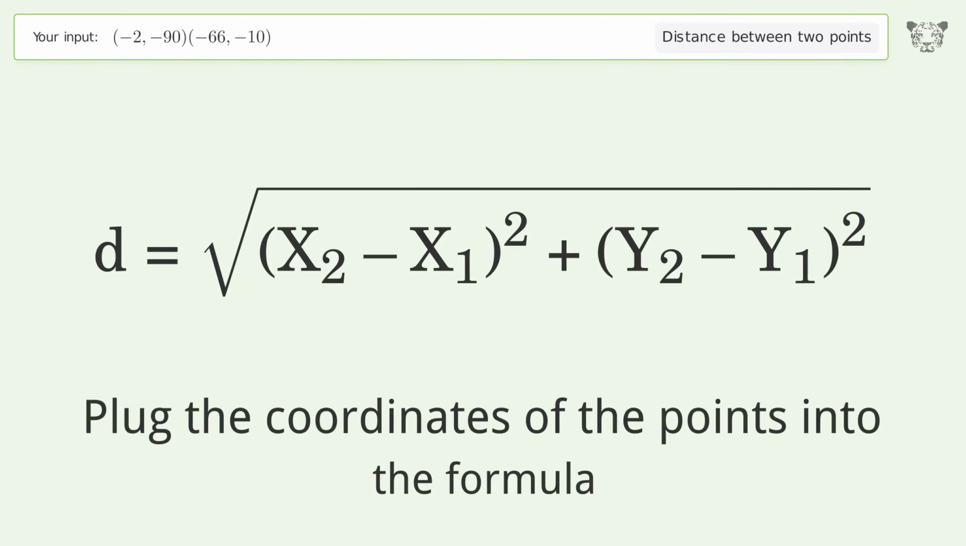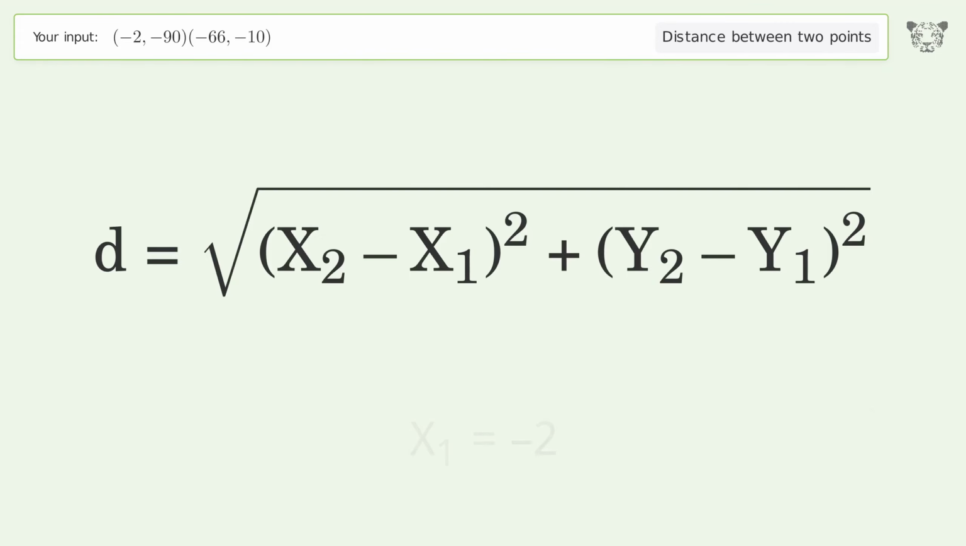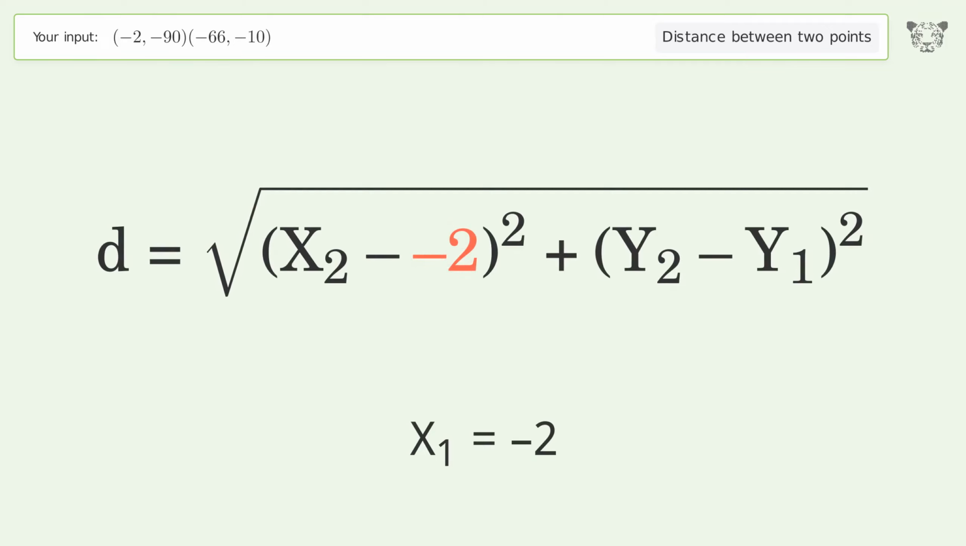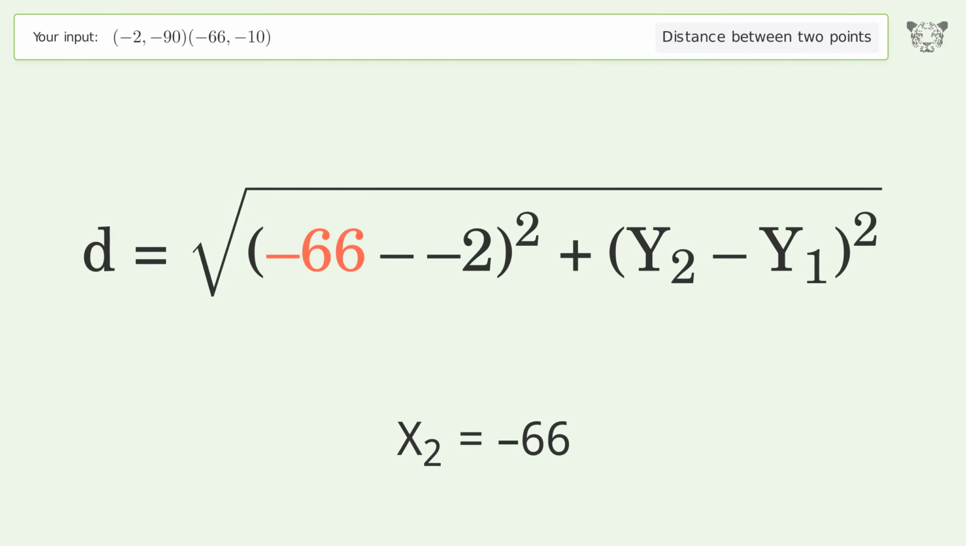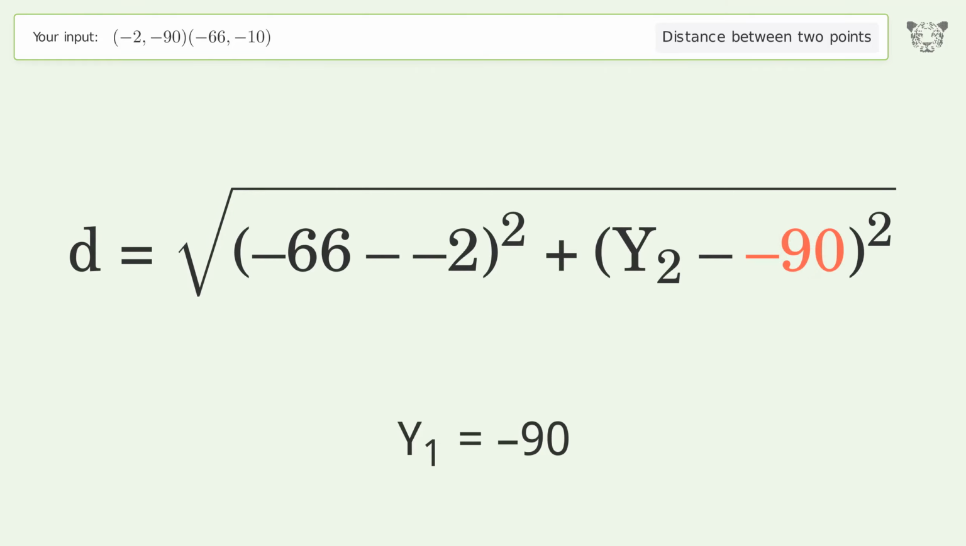Plug the coordinates of the points into the formula. x1 equals -2. x2 equals -66. y1 equals -90. y2 equals -10.